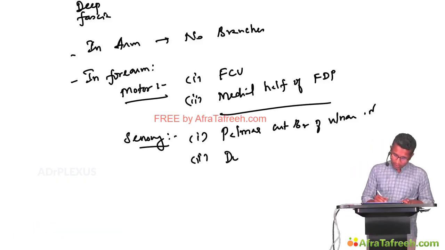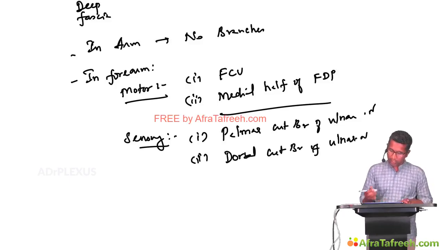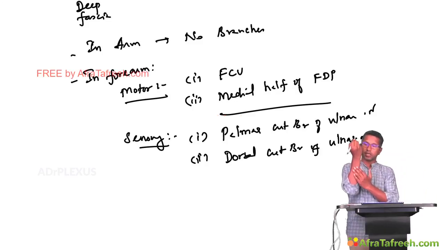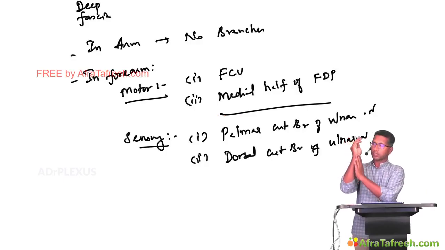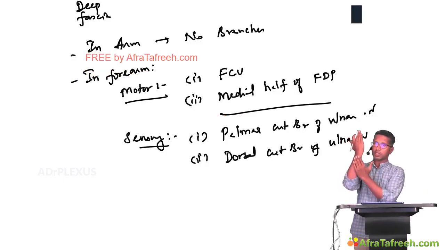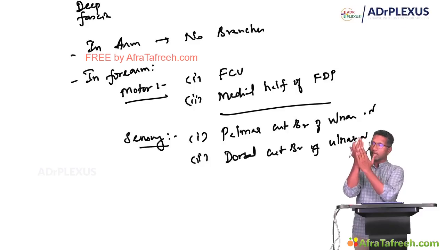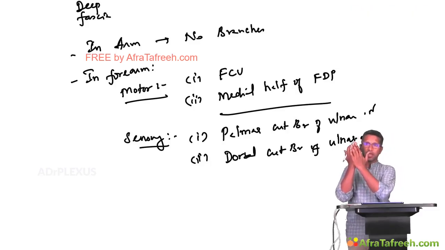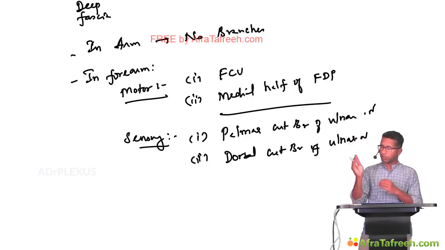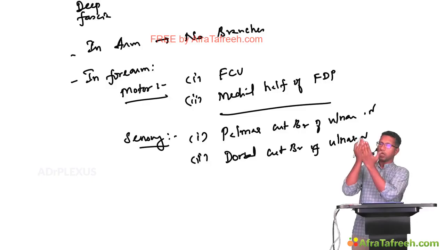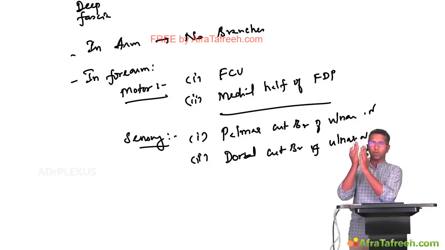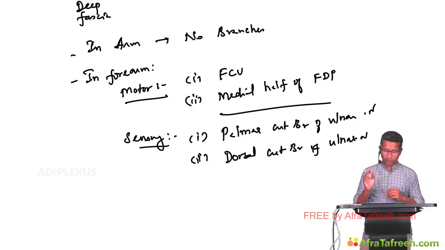The next branch is the dorsal cutaneous branch of the ulnar nerve. This dorsal cutaneous branch runs on the dorsum of your hand. The palmar cutaneous branch runs on the palmar aspect of your hand. The dorsal cutaneous branch runs on the dorsum of your hand, and it supplies the medial 1.5 fingers on the dorsal side. So if you take the ulnar nerve, both on the palmar aspect and on the dorsal aspect, the medial 1.5 fingers is supplied by the ulnar nerve.